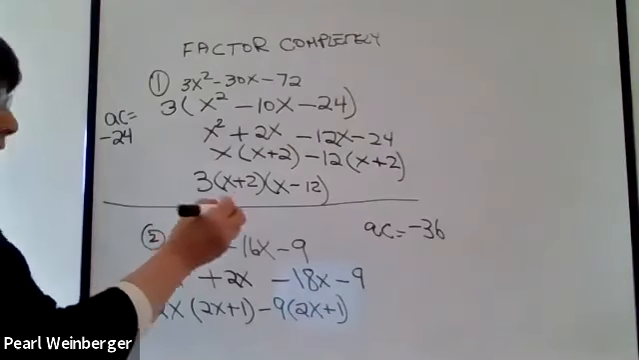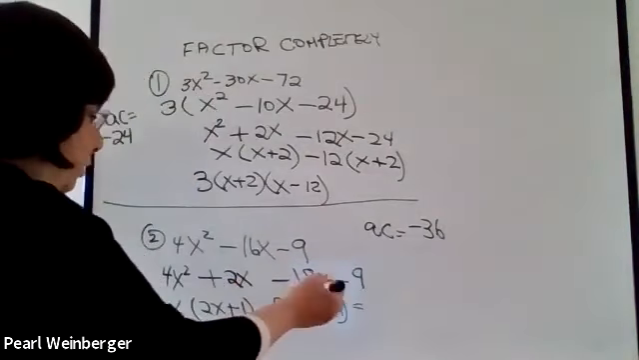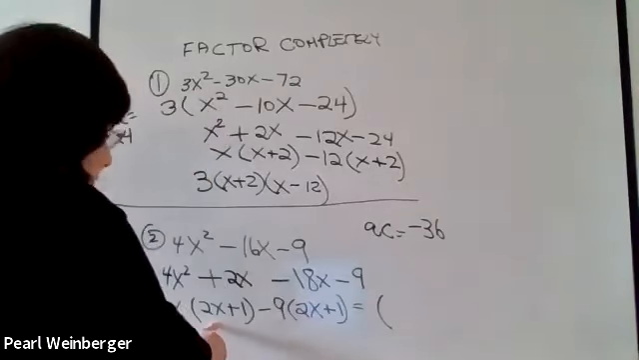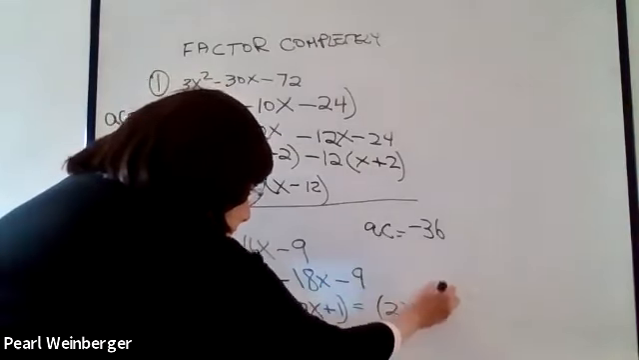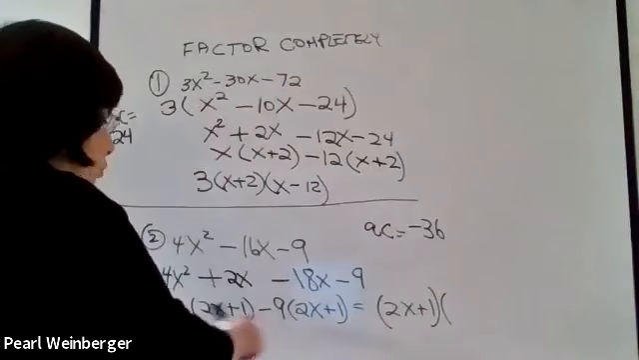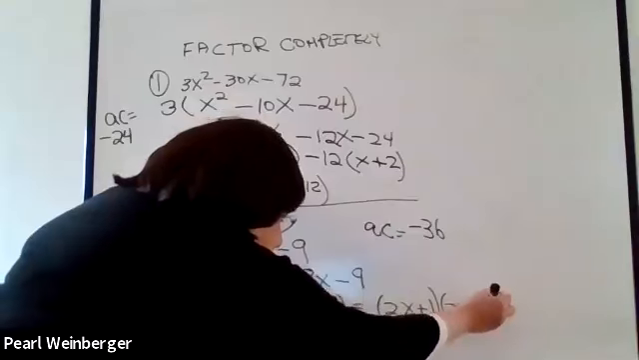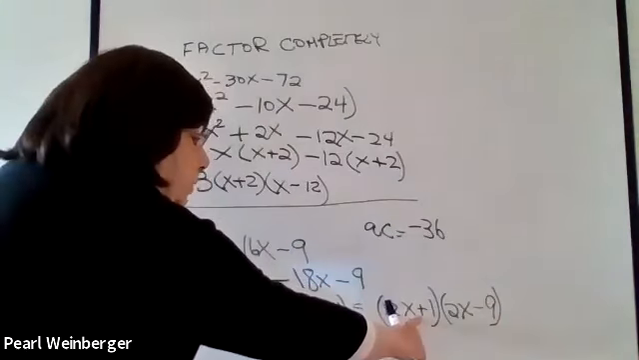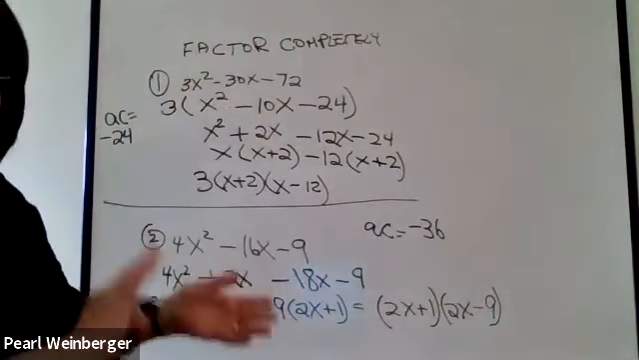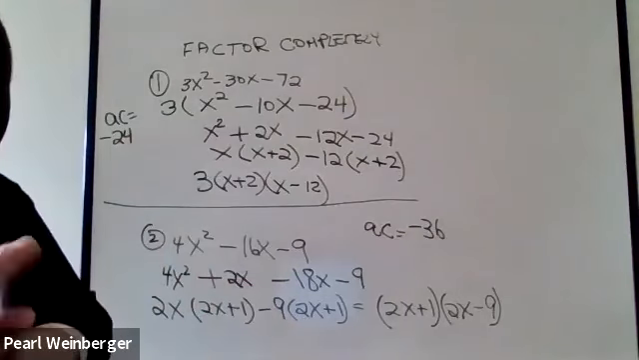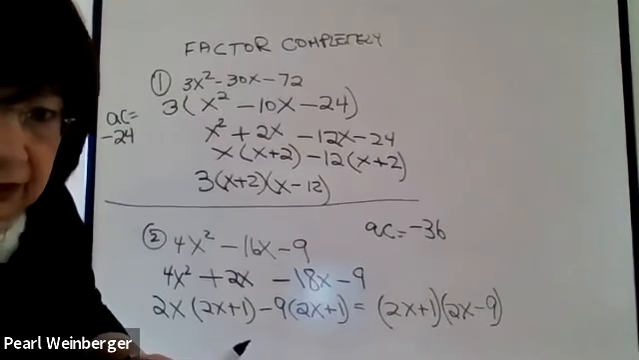So your final answer is going to be, I'm going to put it over here because I don't want to go too low here. The common binomial factor is 2x plus 1. And the other factor is 2x minus 9. And it doesn't matter which order you put this in. What would be wrong is if there were a minus 1 and a plus 9. But it doesn't matter if you put the 2x plus 1 first or second. It's the right answer. Any question about either of these?